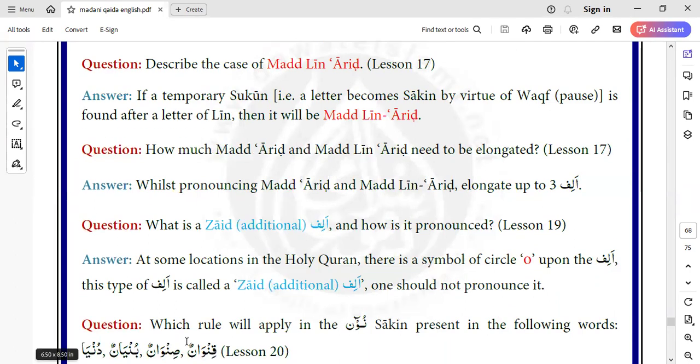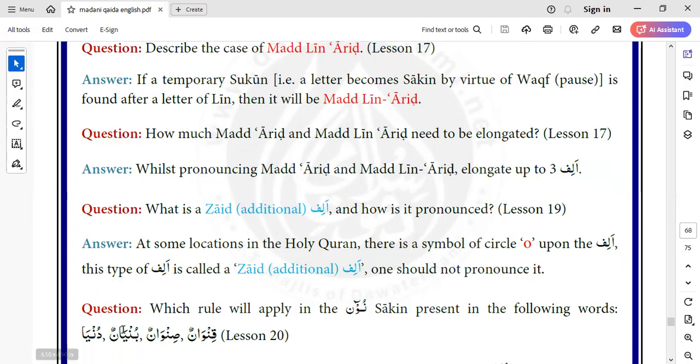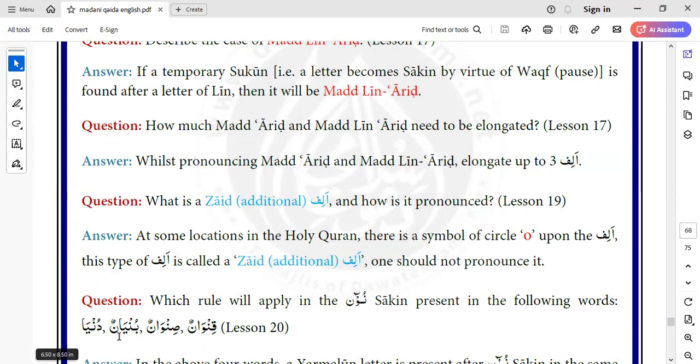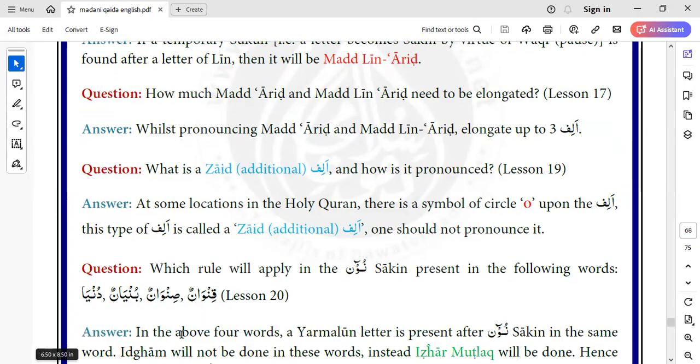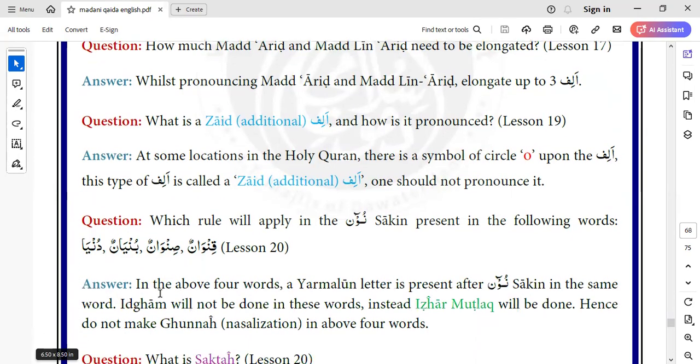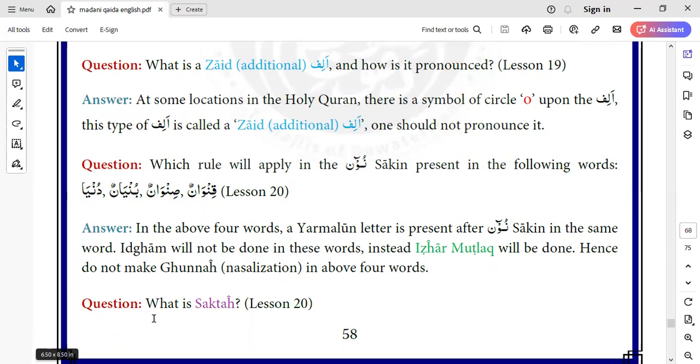Question. Which rule will apply in the noon sakin present in the following words? Dunya, bunyanun, sinwanun, qinwanun. Answer. In the above four words, a Yarmanun letter is present after Noon Sakin in the same word. Idgham will not be done in these words. Instead, Izhar Mutlaq will be done. Hence, do not make Gunna nasalization in above four words.